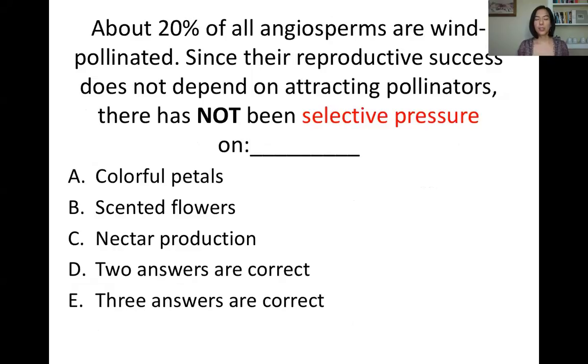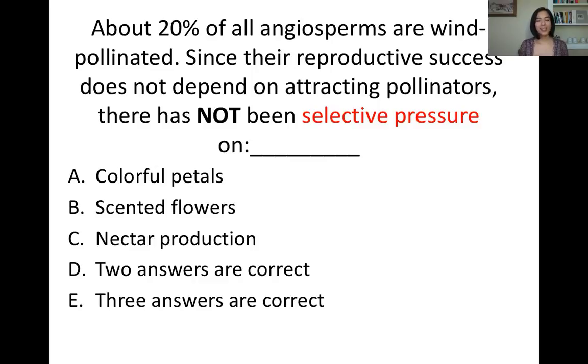Please answer this question. About 20% of all angiosperms are wind pollinated. Since their reproductive success doesn't depend on attracting pollinators, there has not been selective pressure on A, colorful petals, B, scented flowers, C, nectar production, D, two answers are correct, E, three answers are correct. So three answers are correct.